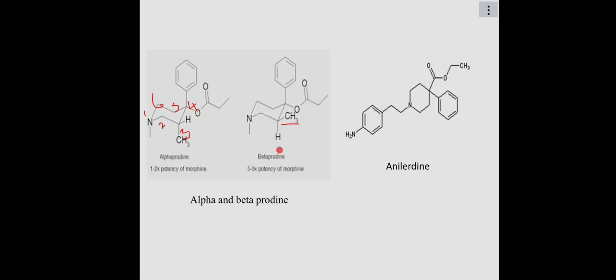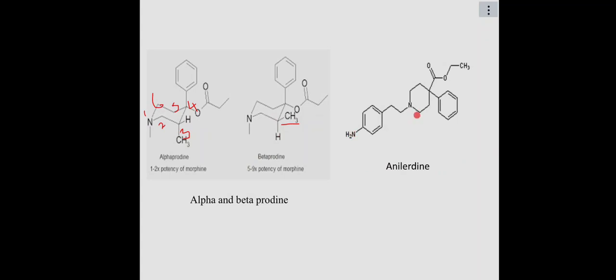So what we are saying is that structural addition of a methyl group in the phenylpiperidines at position number three brings about some stereochemical change, which has a major influence on analgesic activity as well as toxicity. When you have an axial orientation, we have the alpha prodine. When you have a horizontal orientation, you have the beta prodine, and of course the alpha prodine has lesser activity and lesser toxicity than the beta prodine. This is just to help us see how those structures are.